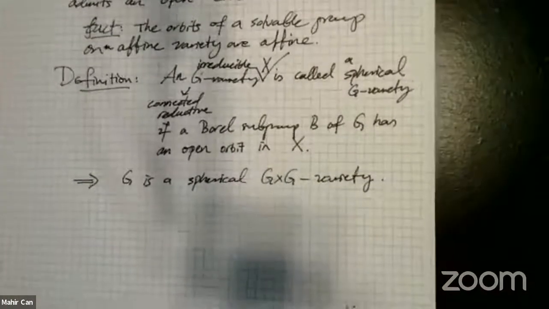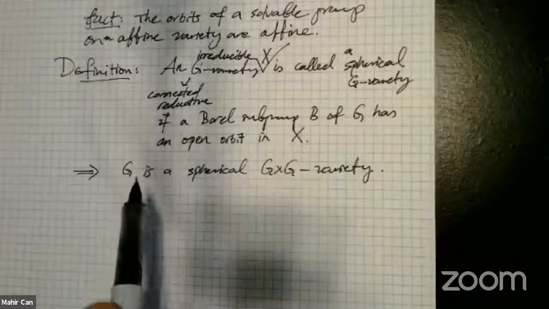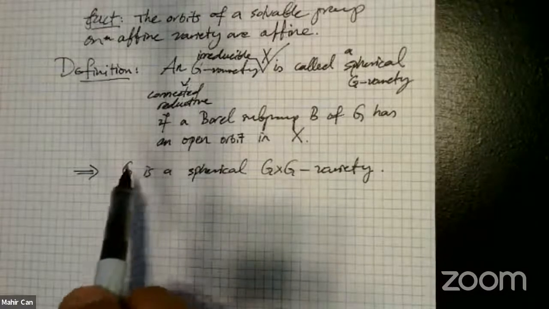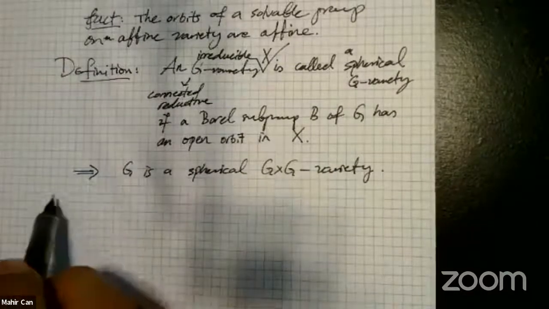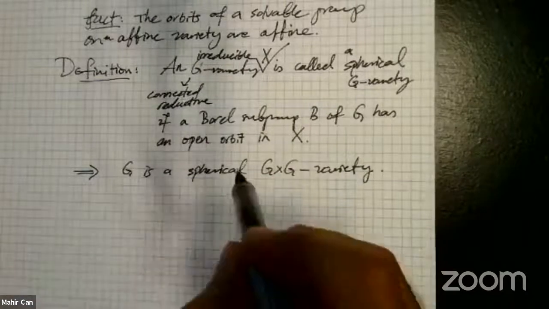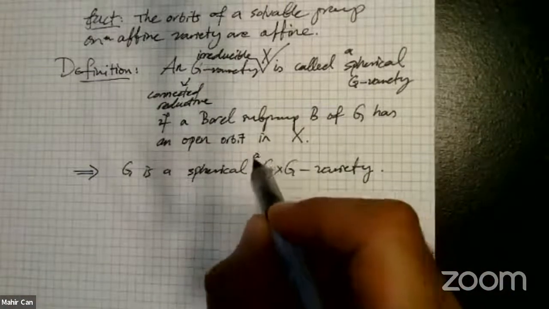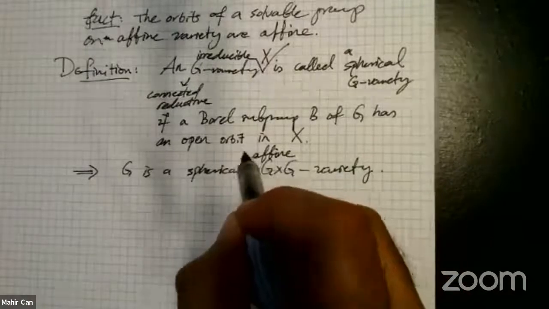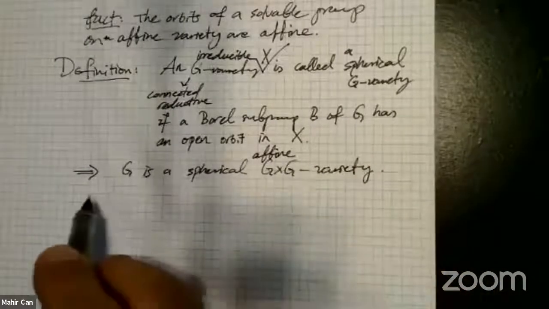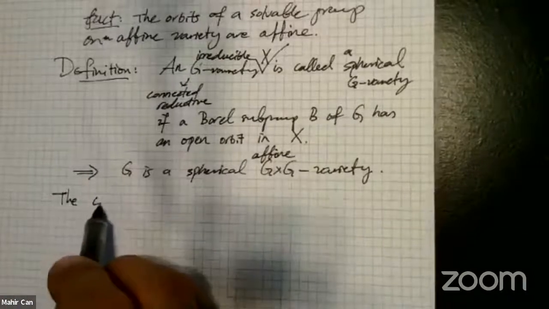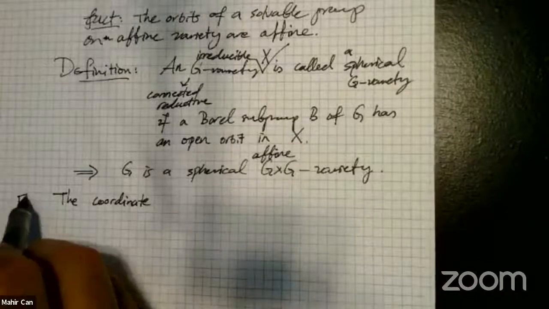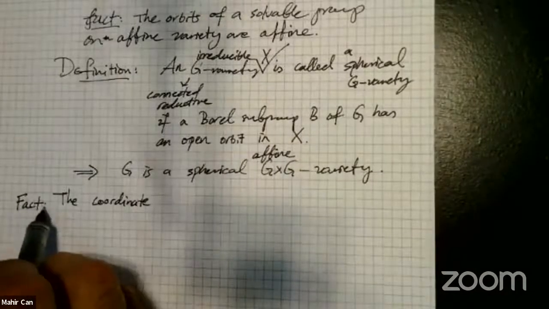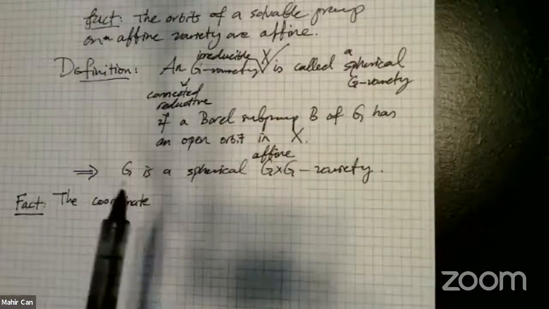Okay. Now, I want to mention one related fact here. This is actually affine because it's reductive. It's a spherical affine G cross G variety. The coordinate ring. I might be able to prove this soon.